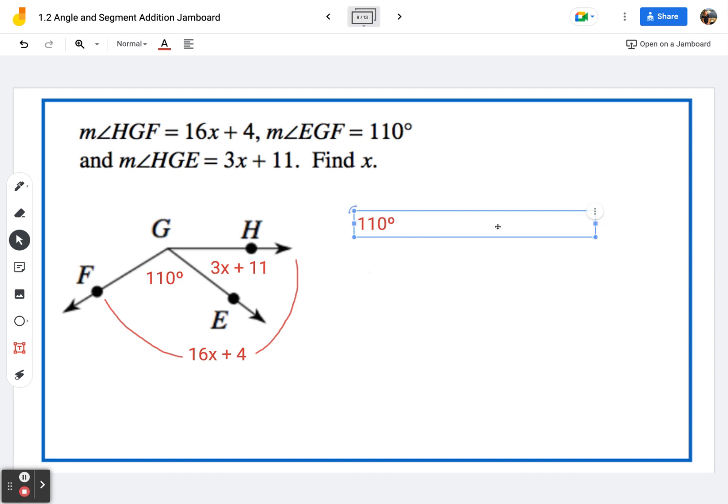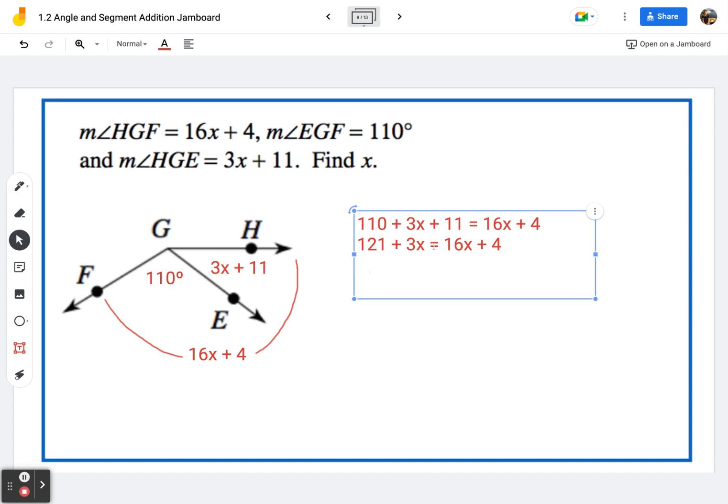Now, here's my first part, and then I want to add to that my other part. And I'm going to set that equal to my whole of 16x plus 4. And I'm thinking about how I would solve an equation that looks like this, remembering there's my equal sign. I happen to have two like terms on the left side of my equation. So let's combine those like terms. And that'll be 121 plus 3x is equal to 16x plus 4.